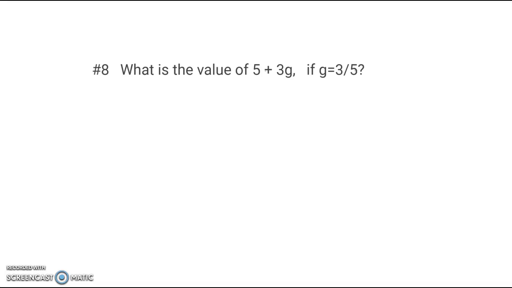What is the value of 5 plus 3g if g is equal to 3/5? So we have 5 plus and then 3g. If there is a coefficient and a variable right next to each other with no math action, the invisible math action is to multiply. So this is really 3 times 3/5 over here.